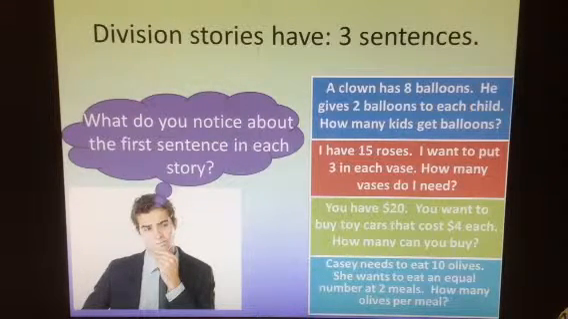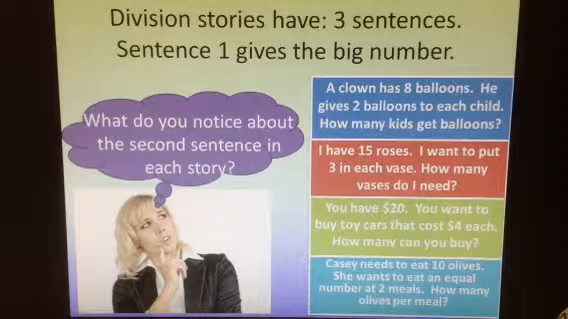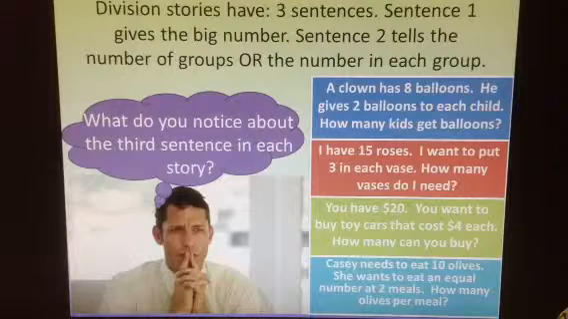What do you notice about the first sentence in each story? The first sentence gives the big number. It's always the biggest number in the story. What do you notice about the second sentence in each story? The second sentence tells the number of groups or the number in each group. It also includes the word each or equal.